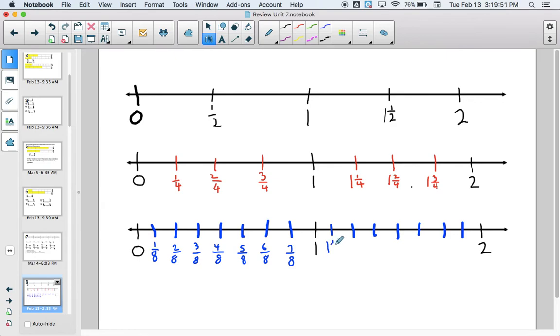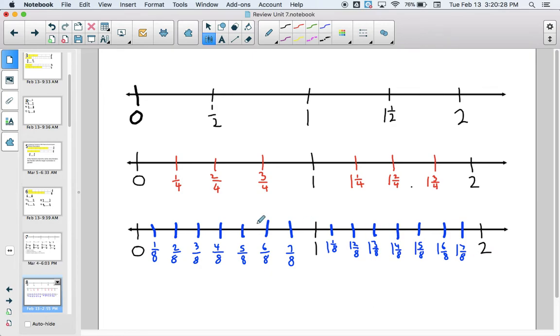1 and 1/8, 1 and 2/8, 1 and 3/8, 1 and 4/8, 1 and 5/8, 1 and 6/8, 1 and 7/8. 1 and 8/8, but we don't say it like that. We just say 2 wholes. Okay?